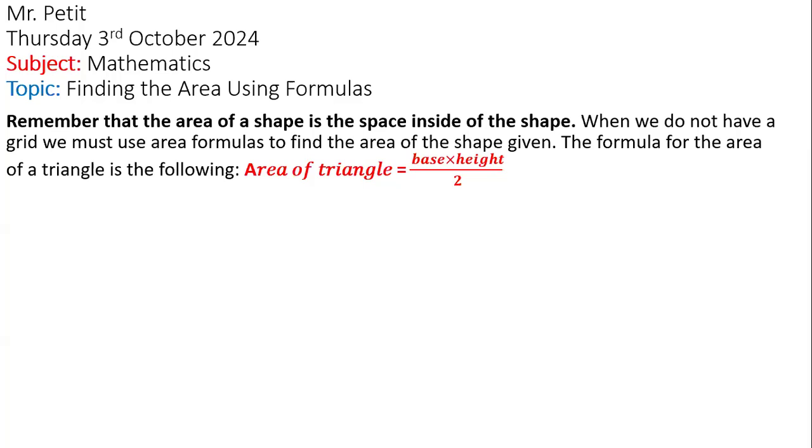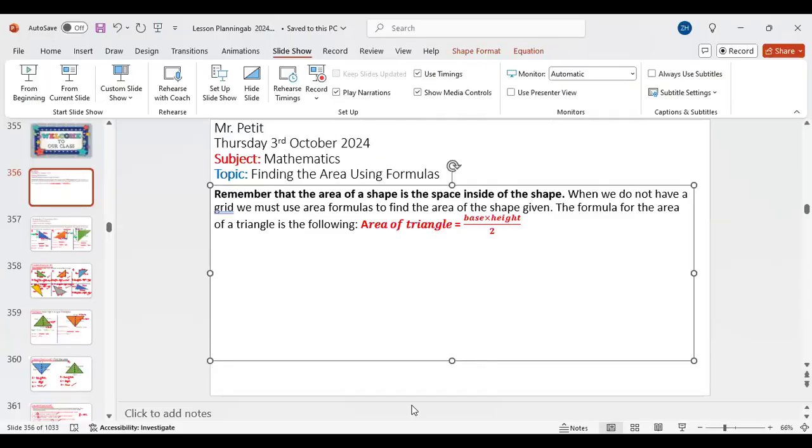Remember that the area of a shape is the space inside of the shape. When we do not have a grid, we must use the area formulas to find the area of the shape given. The formula for the area of the triangle is the following: area of a triangle equals base times height divided by 2. Very good. So the base times the height divided by 2, that's going to give you the area of a triangle.